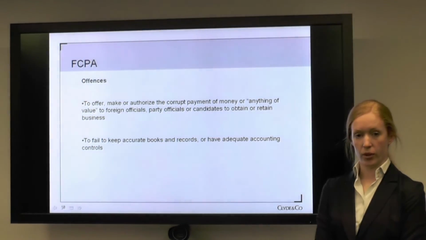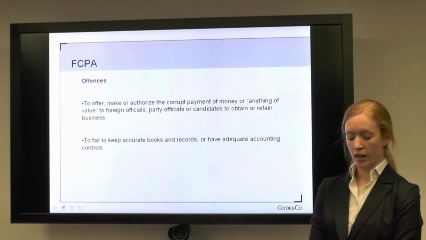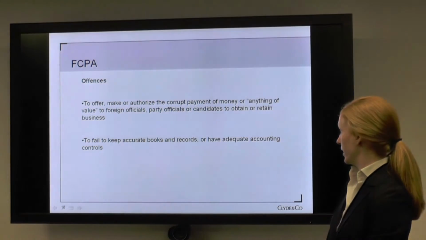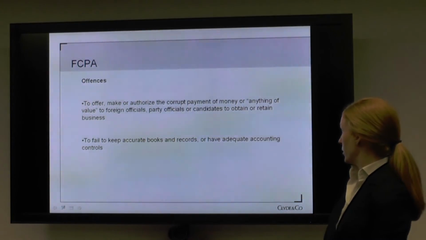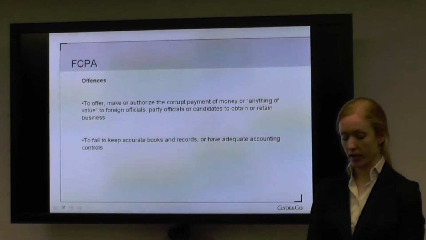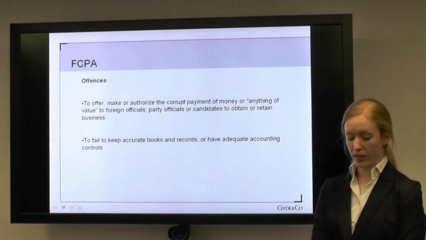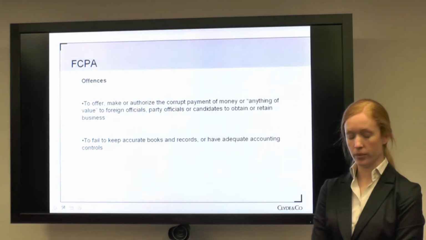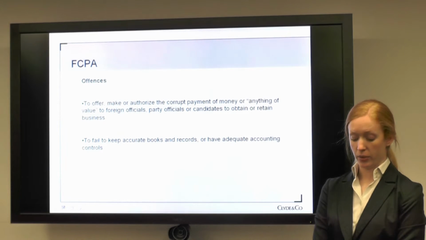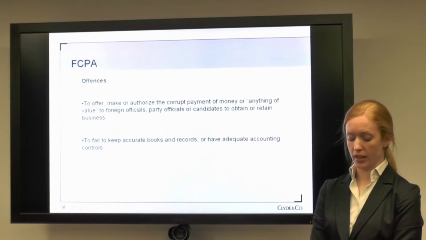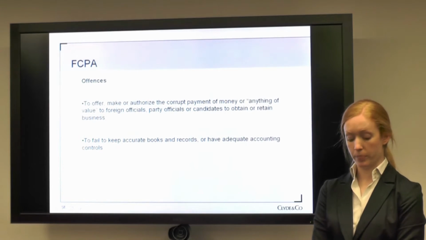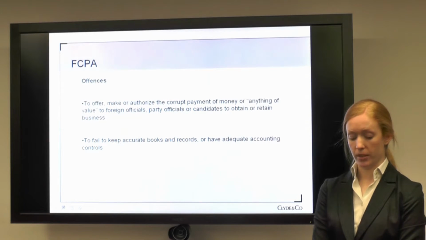Turning now to the US Foreign Corrupt Practices Act. It is an offence to offer, make or authorise the corrupt payment of money or anything of value to foreign officials. It is also an offence to fail to keep accurate books and records or to have adequate accounting controls. The FCPA was enacted for the purpose of making it unlawful for certain classes of persons and entities to make payments to foreign officials to assist in obtaining or retaining business.